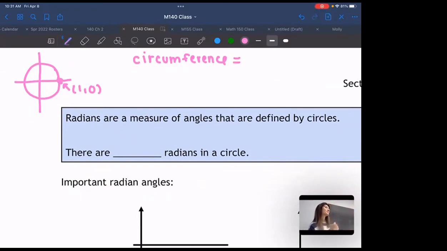Close. Pi r squared is the area. No squares. Okay, the way I remember this is we have two formulas for circles. One of them is the area, one of them is the circumference. The one that you have to square is the area because it's area, square, area. Okay. The other one doesn't have a square.